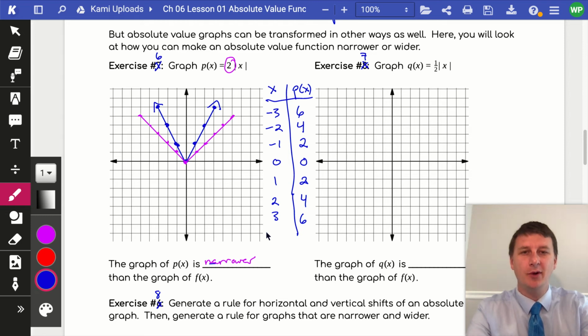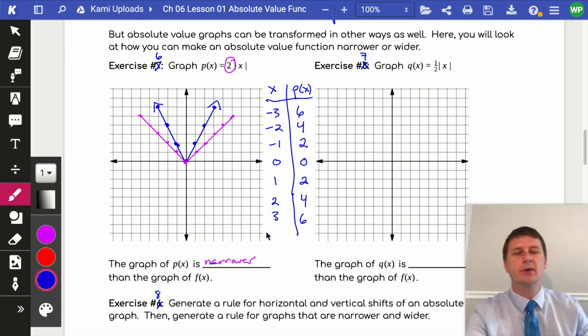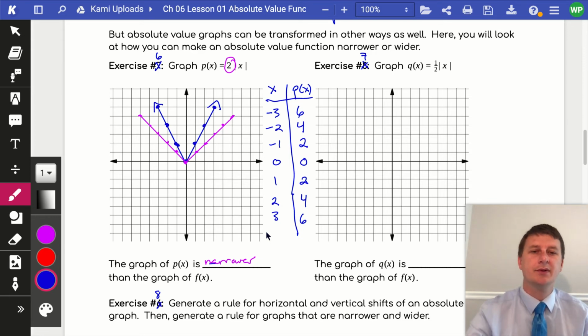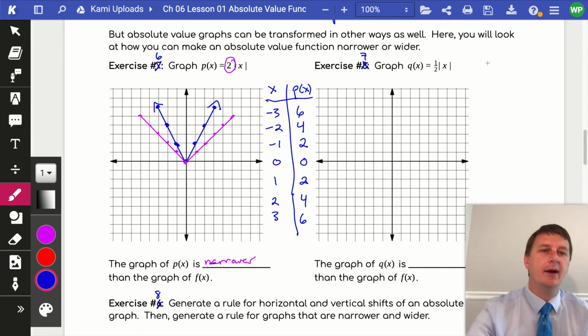In this video we're going to be taking a look at exercise number 7, where we're going to graph an absolute value function where we're multiplying the absolute value of x by 1/2. In the previous exercise, exercise number 6, we looked at how it made the graph narrower. This one should make it wider. So let's take a look at our table of values.